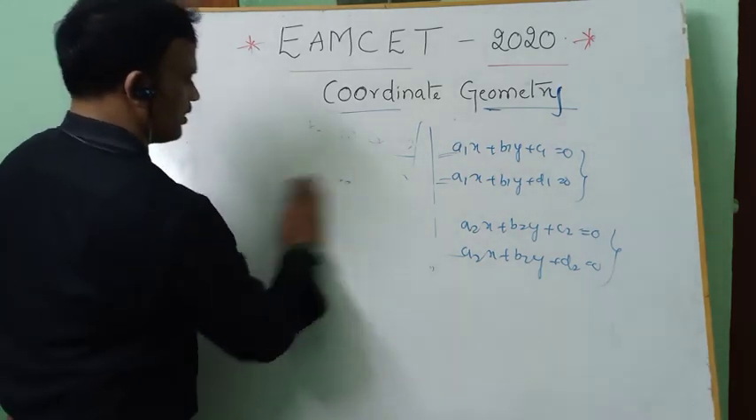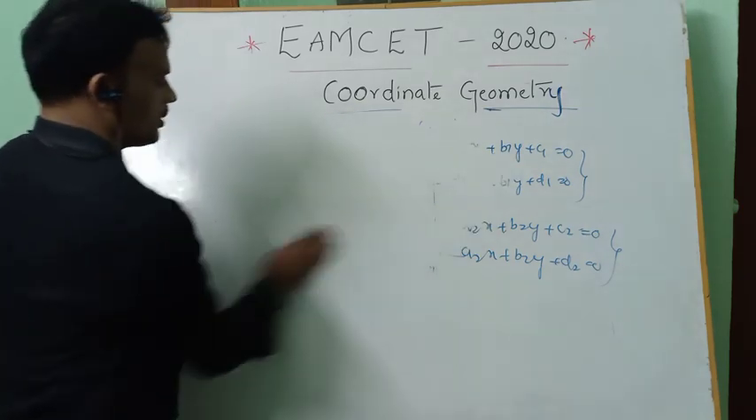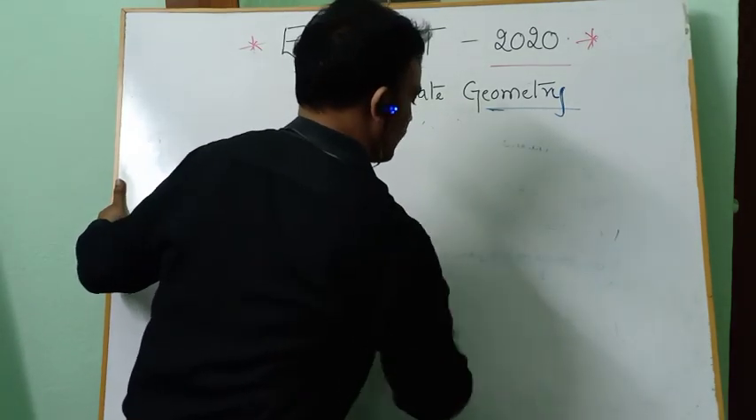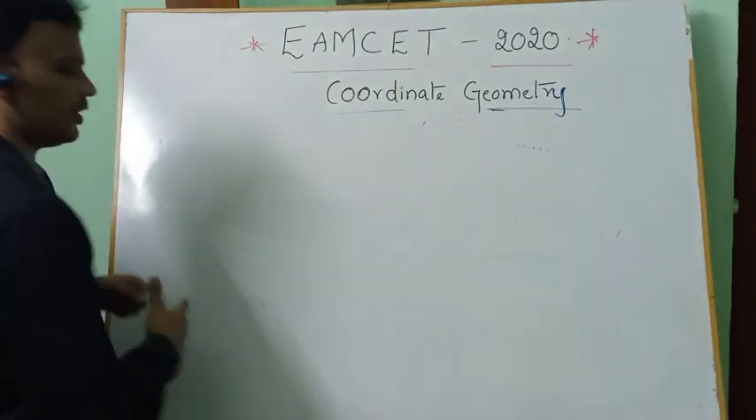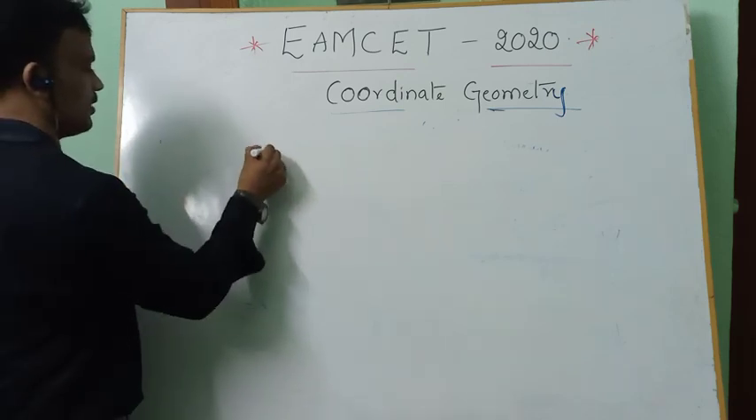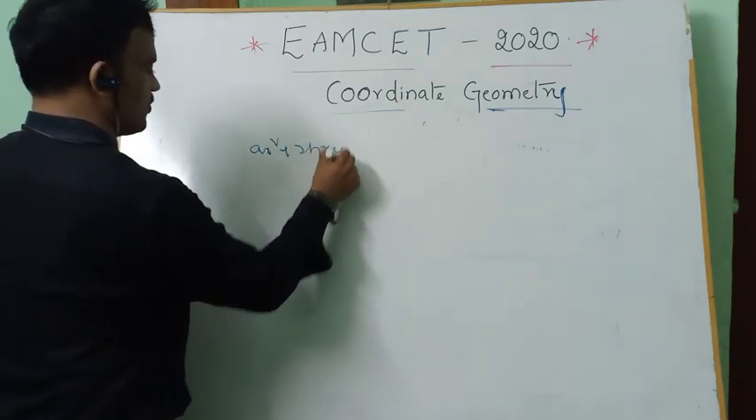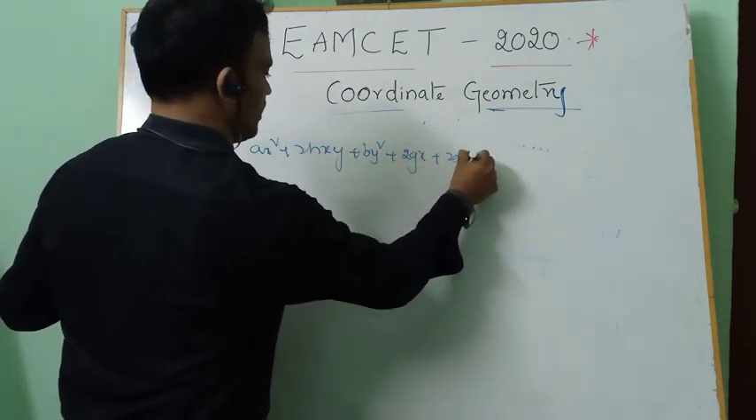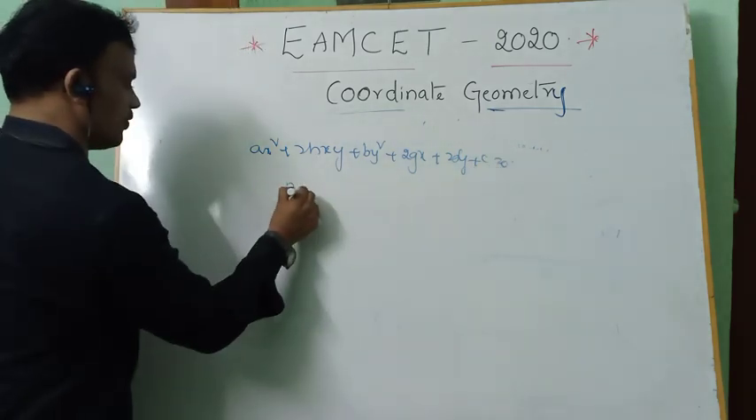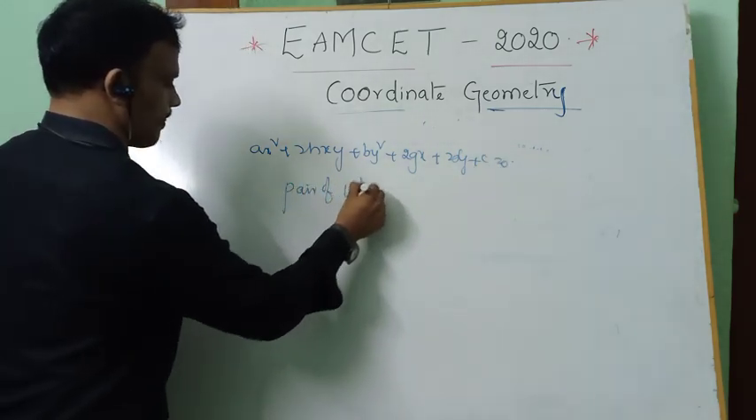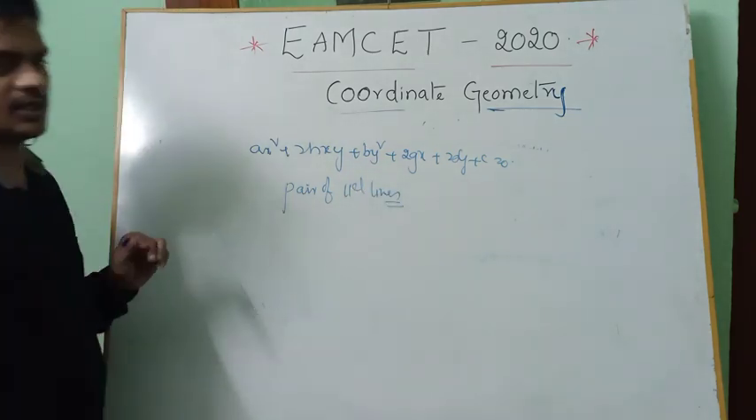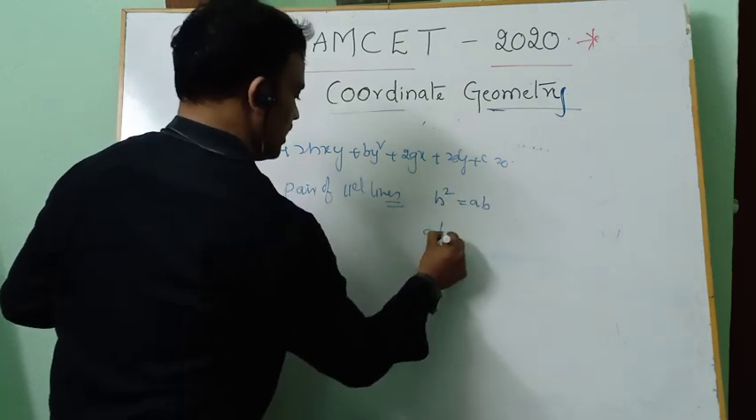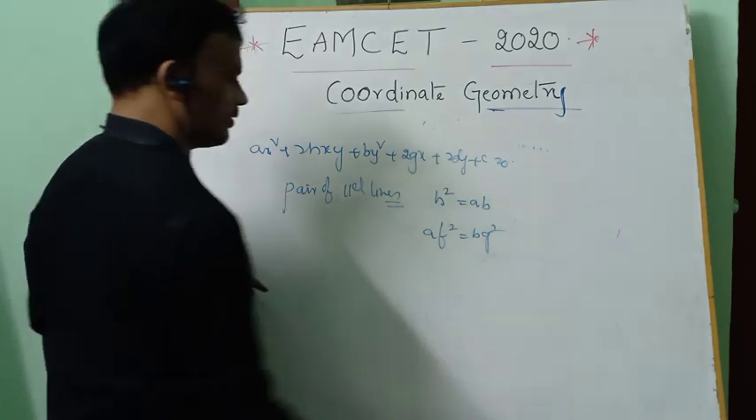Okay, some basic things are there from the homogeneous pair of lines, not the non-homogeneous. And from the non-homogeneous pair of lines, what is the condition? ax square plus 2hxy plus by square plus 2gx plus 2fy plus c equals 0 represents a pair of parallel lines. What is the condition? It is h square equals ab and af square equals bg square.